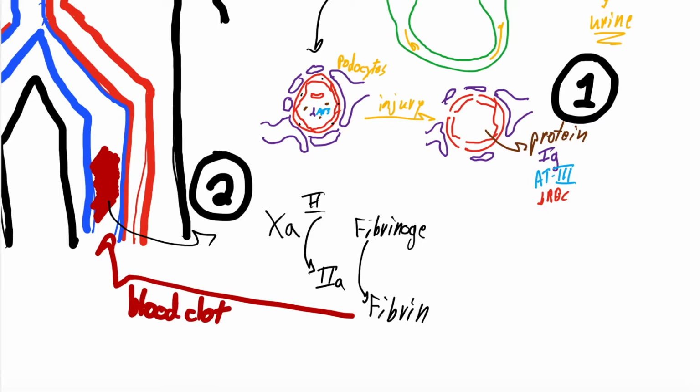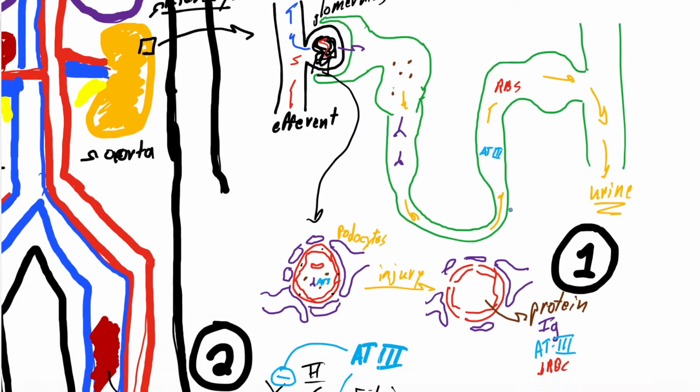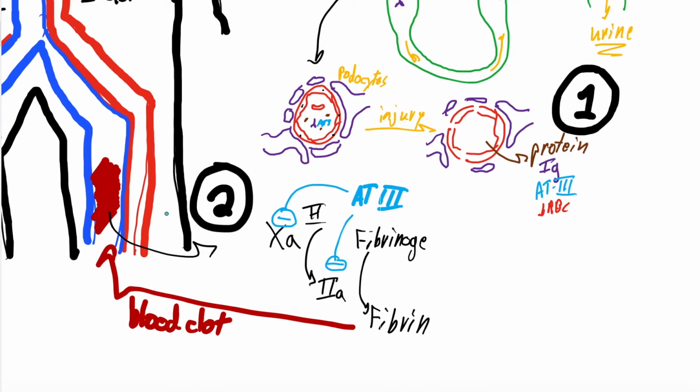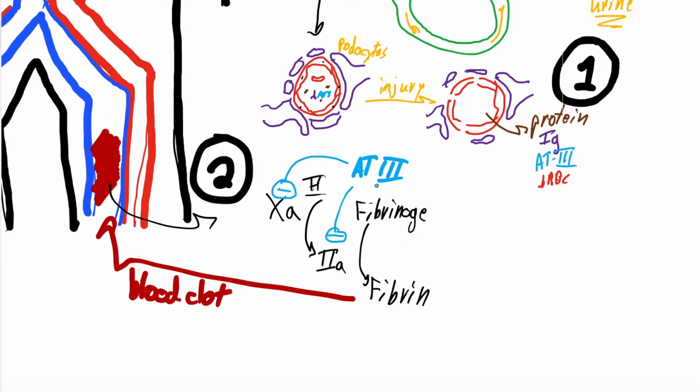Well, this is usually a partial negative feedback mechanism, which involves antithrombin 3 here. Antithrombin 3, when it's at normal levels in the body, inhibits factor 10A, negative feedback on 10A, and also factor 2A. By doing so, you can't form fibrin and you don't form blood clots. So when you lose antithrombin 3 because it's leaking out from the podocyte injury into the nephron and being urinated out, you don't have this negative feedback loop, so you're more prone to blood clots. Okay, so number two clinical finding, venous thromboembolism, is secondary to a decrease in antithrombin 3 and thus dysregulation of the coagulation cascade.